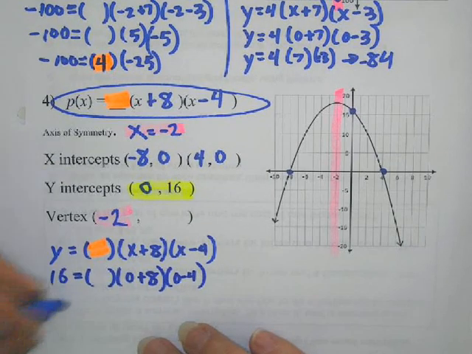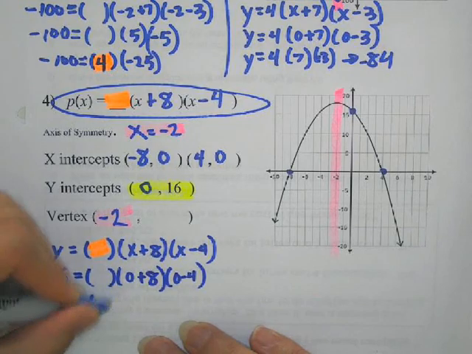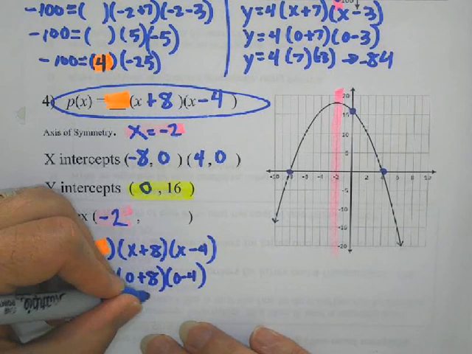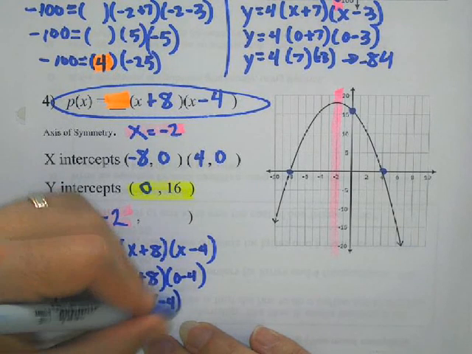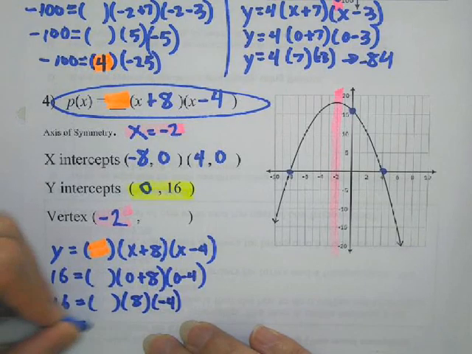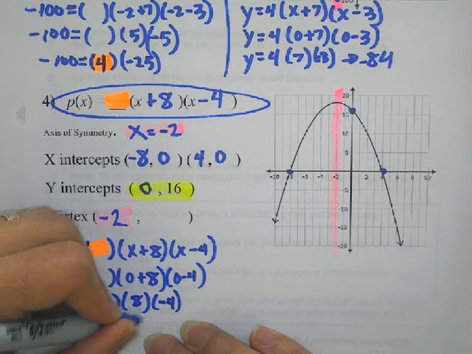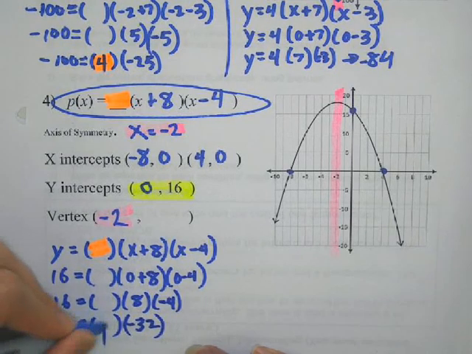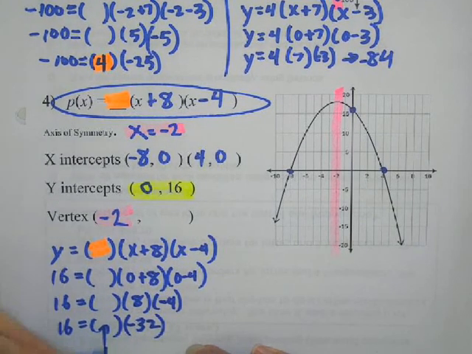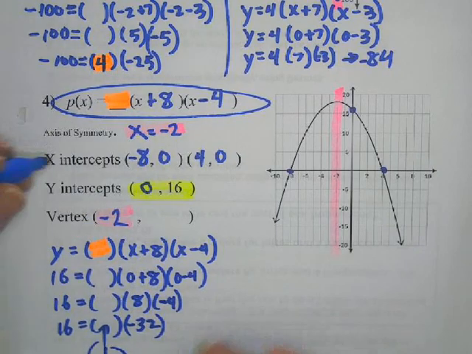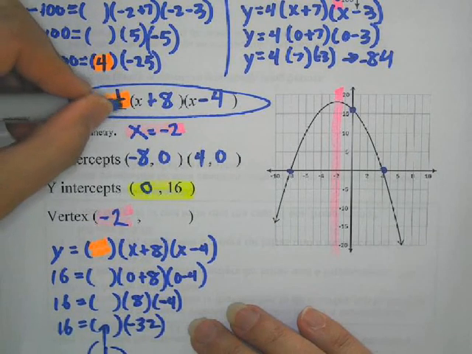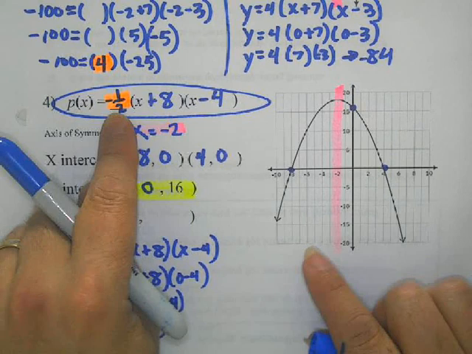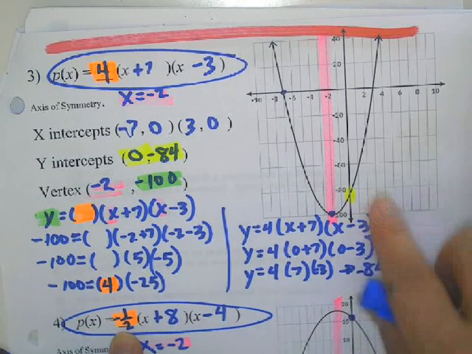And so I get 16 equals some number times 8 times negative 4. And so I'm going to get 16 equals some number times negative 32. And so this is going to have to be negative 1/2. And so remember, when this orange value is negative, notice it's pointing down. When the orange value is positive, it's pointing up.